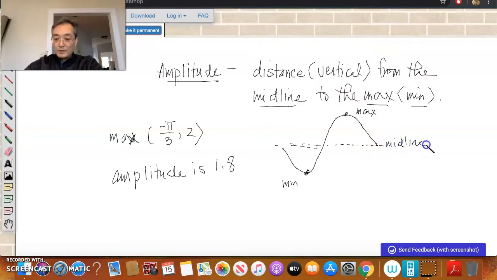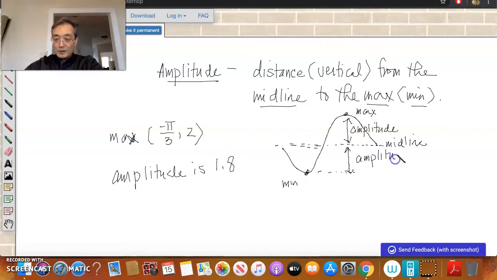So where is the amplitude? The amplitude is right here, folks. The amplitude is this distance right here. There's your amplitude. Okay? It's the vertical distance from the midline to the max. But it could also be the vertical distance from the midline to the min, here. That's also the amplitude. Why?